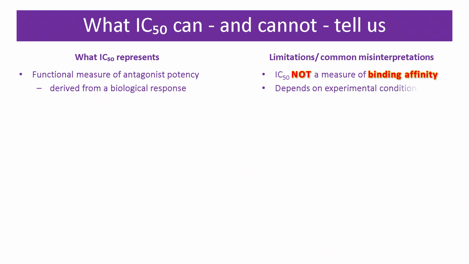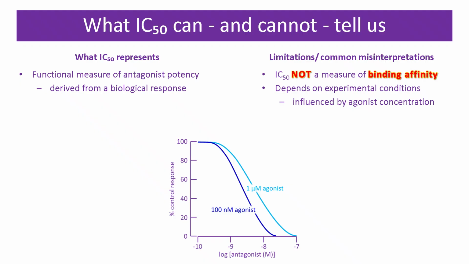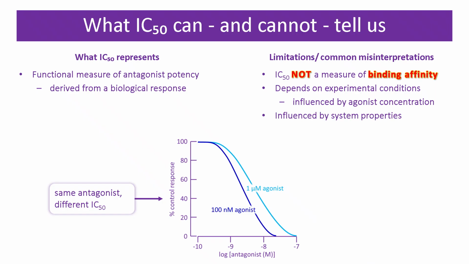Experimental conditions are important. For example, as these inhibition curves illustrate, the IC₅₀ calculated for an antagonist can vary when it is tested against responses evoked by different concentrations of agonist. IC₅₀ can also be affected by properties of the biological system, such as receptor expression and signal amplification. Consequently, the same antagonist can produce different IC₅₀ values under different conditions.